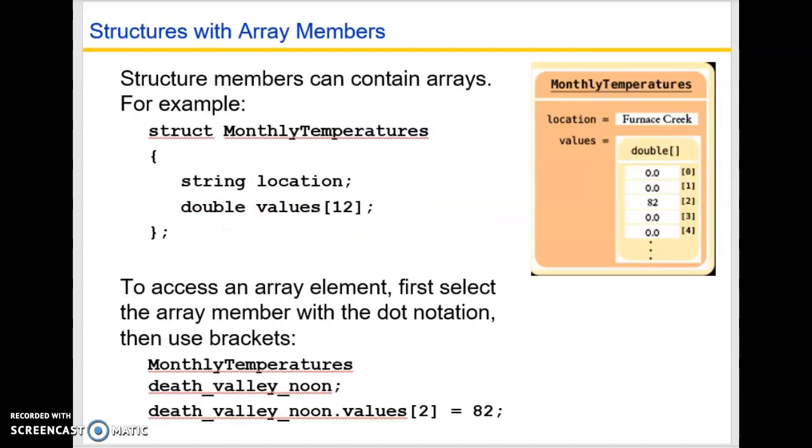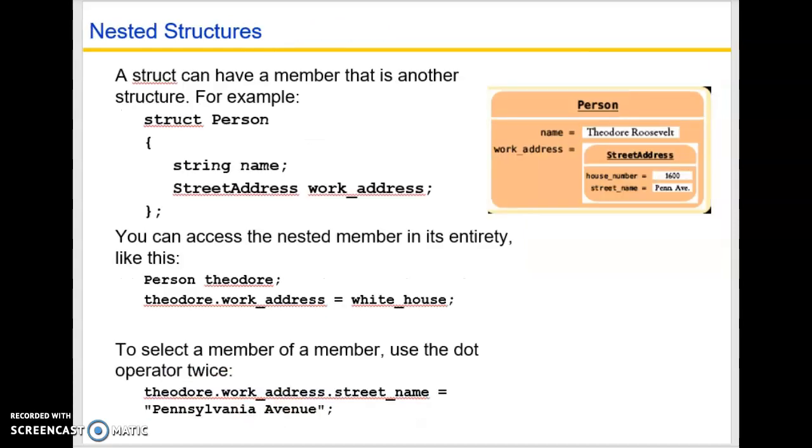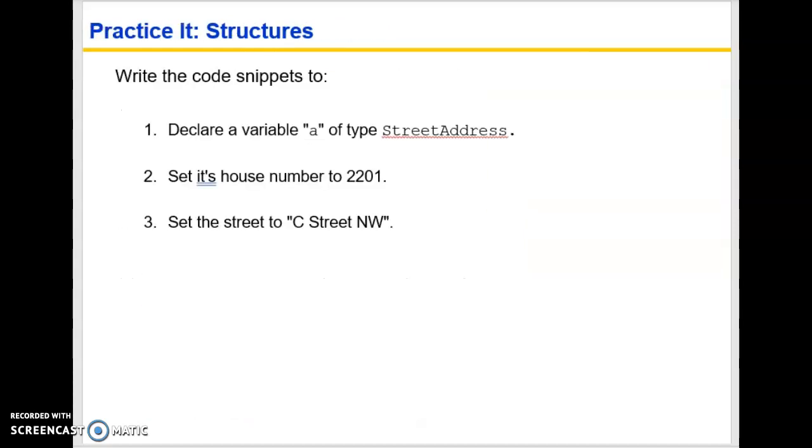When we create structure members, we can even have arrays within the structure itself. Like in this one, monthly temperatures of a place called Furnace Creek has several values for temperatures. And again, we're making efficient use of data. This is the beginning of what will be data structures. Establishing structures allows you to put pieces together that you'll be able to use and modify later, depending on how they're going to be used.